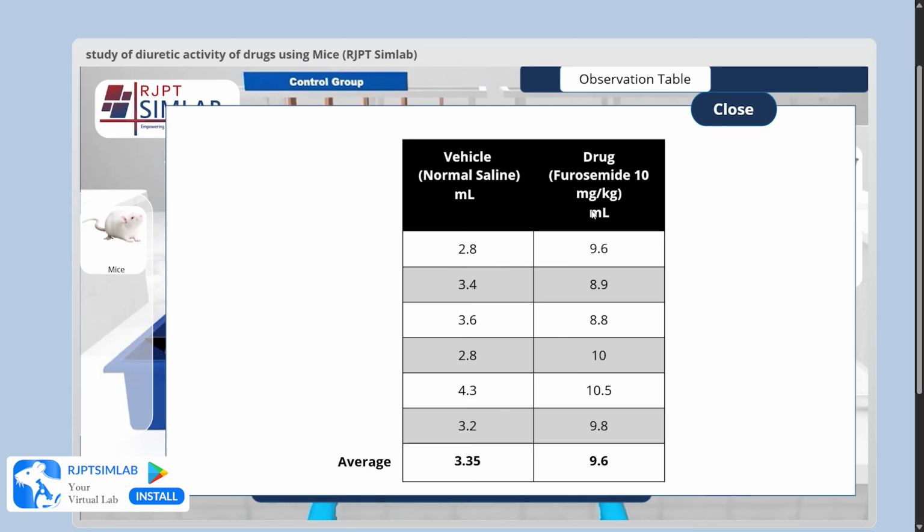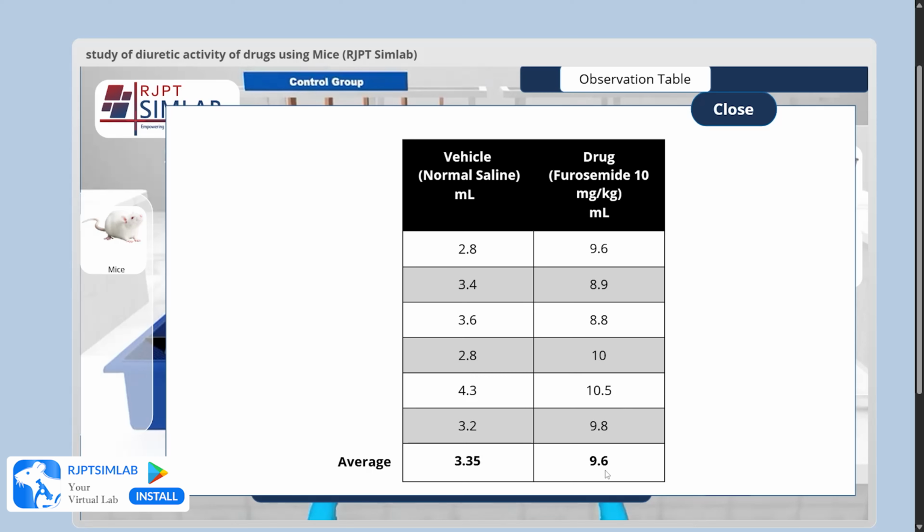And now the drug group's first mouse has shown 9.6 ml urine output, and then the second has shown 8.9, and just like that 8.8, 10, 10.5, 9.8. And the average of all the 6 mice of the drug group is 9.6 ml.